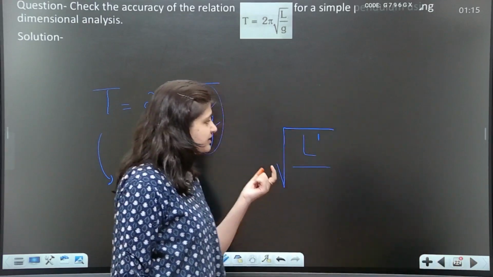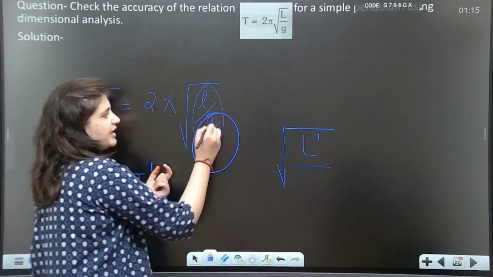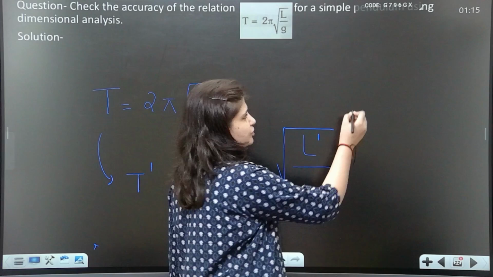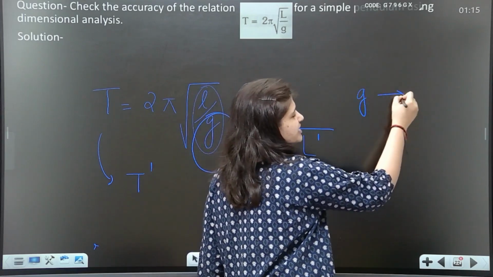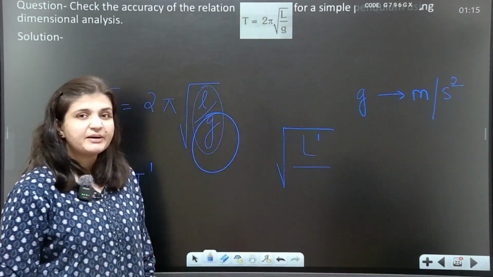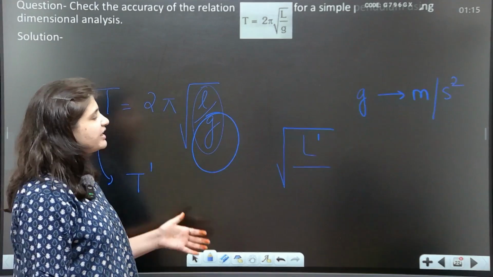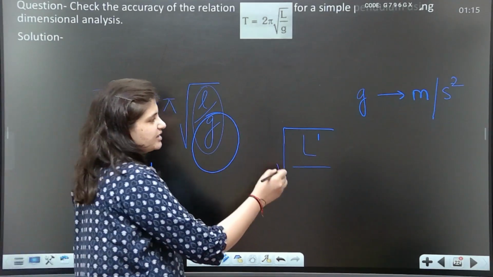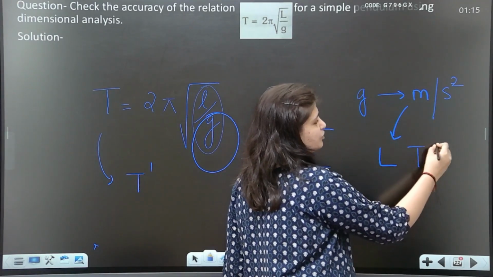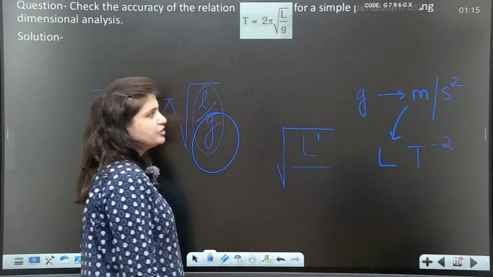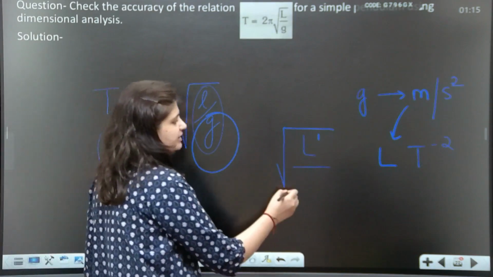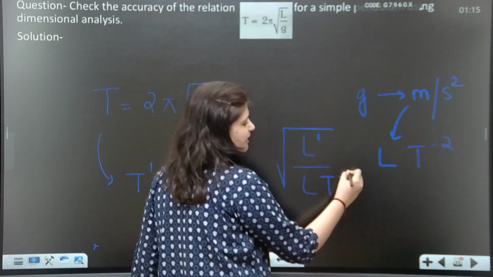Now for G, what is G students? It is acceleration due to gravity. So its unit is meter per second square. So if we have to identify the dimension of G, this is meter, which is length, and this is time, T to the power minus 2. So the dimension of G is L T to the power minus 2.